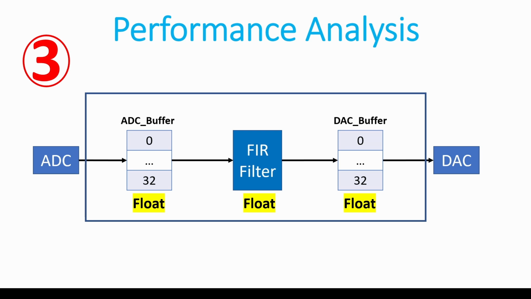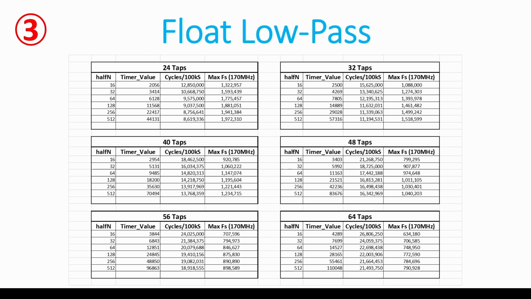So, starting with system 3, which is the fastest and most ideal system, I generated the following set of data. As you can see, there are 6 tables, each with a differing number of filter coefficients starting from 24 all the way up to 64. Within each table, the independent variable is the block size, equal to half n, or how many samples are being fed into the FIR filter processing function each run.